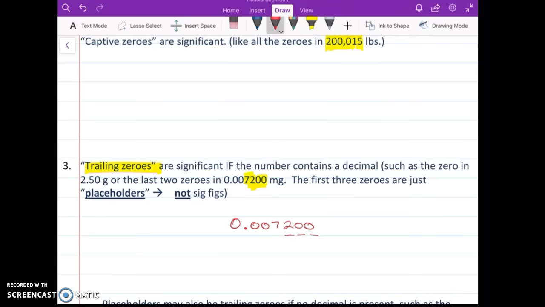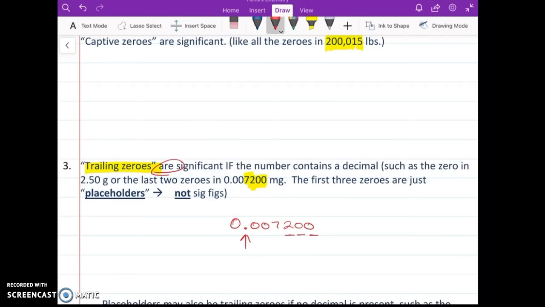So everything to the right of that is considered a trailing zero. Trailing zeros are significant if the number contains a decimal. Okay, but the other zeros in there are just placeholders. So this number would have 4 significant figures.